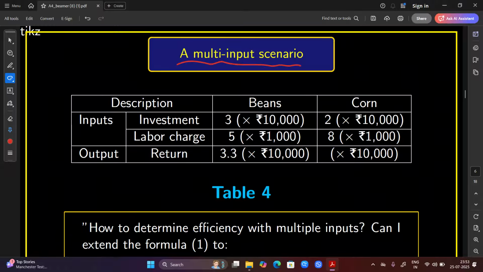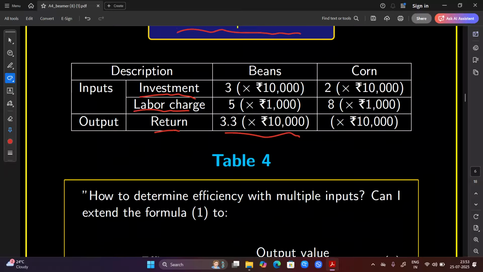Here there are two inputs. One is the investment and another one is the labor charge. Output is the return, which is of type currency. The return is 3.3 for beans, and 2.8 for corn, which I have not written here. The type is currency, unit is 10,000.